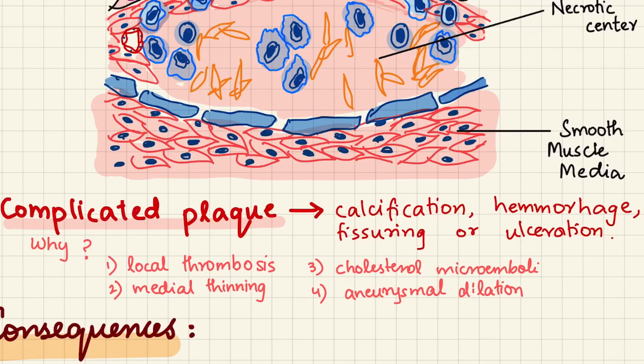Now that was the structure of a typical plaque, but what if we have a complicated plaque? A complicated plaque is that which has undergone calcification, hemorrhage, fissuring, or ulceration. Why is it called complicated? Because it can result in local thrombosis. It can cause cholesterol microemboli. Since it has ruptured, all of this necrotic core will go out and cholesterol crystals will go out into the circulation and cause microemboli. There can be medial thinning, as I said, that the smooth muscle media is going to be eaten up by the inflammatory cells, and this will cause aneurysm formation and dilation.